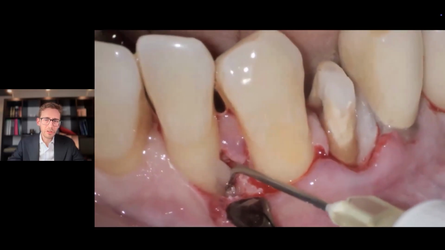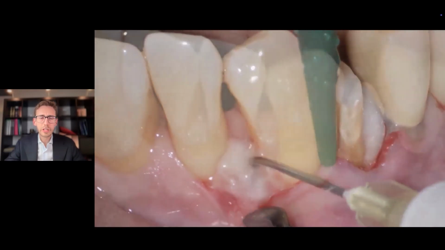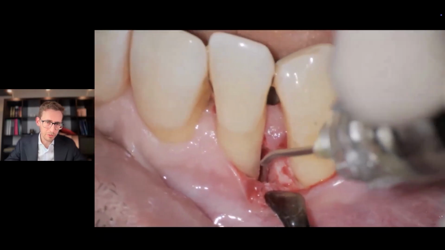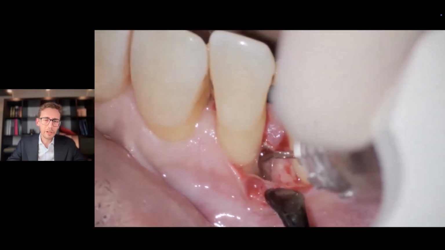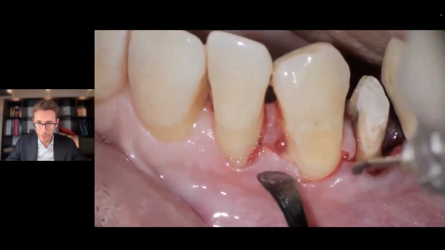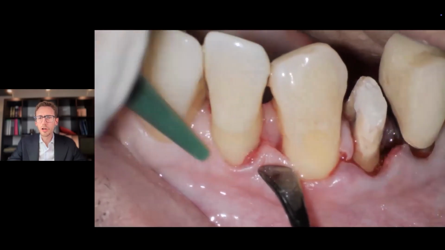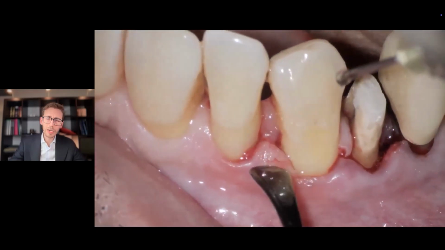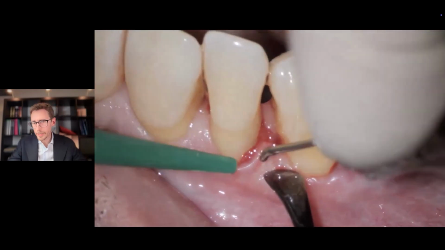So after the application of EDTA on the root surface, in order to further improve the debridement of the root surface and the removal of the smear layer, you see the direct application of RegenFast, in this case in a single layer, because of course there is no bone graft at the distal aspect of tooth number 12, and then the closure of this papilla. While at the distal aspect of tooth number 14, you see a double application.